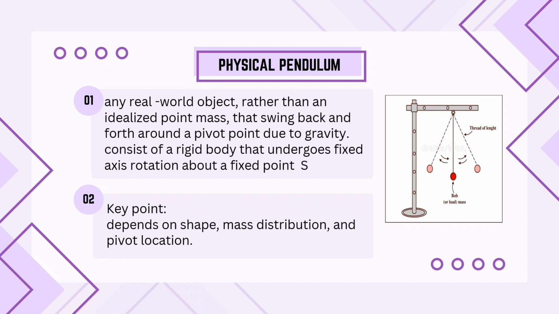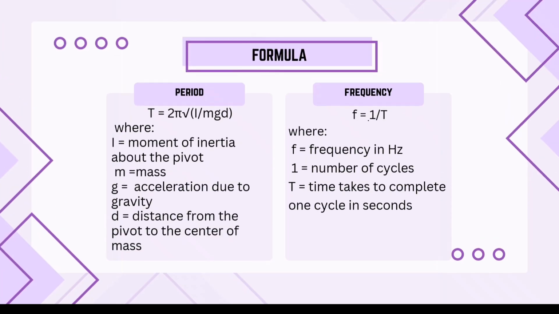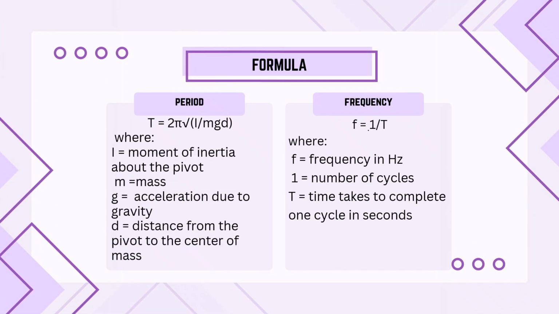Unlike a simple pendulum, which assumes all the mass is concentrated at one point, a physical pendulum has its mass spread out over its entire shape, like a rod, a door, or a roller swinging from one end. It rotates about a fixed axis, a point that doesn't move, and the motion is caused by gravity pulling down on the object's center of mass.